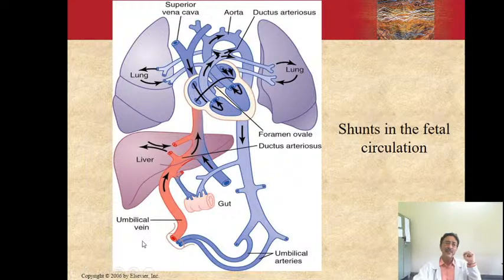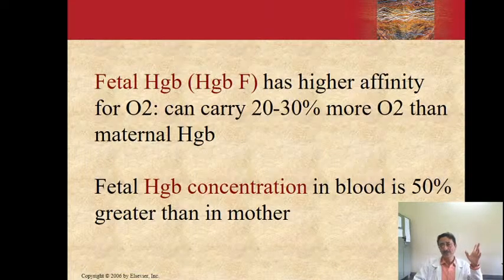So the placenta is one shunt, this is the second shunt, this is the third shunt, and then from the pulmonary artery, the ductus arteriosus, blood goes directly into the aorta, the descending thoracic aorta. So this is the pulmonary artery here, and blood goes from there directly into the ductus arteriosus. So these are the four shunts which are present in fetal life, assisting the fetal circulation.